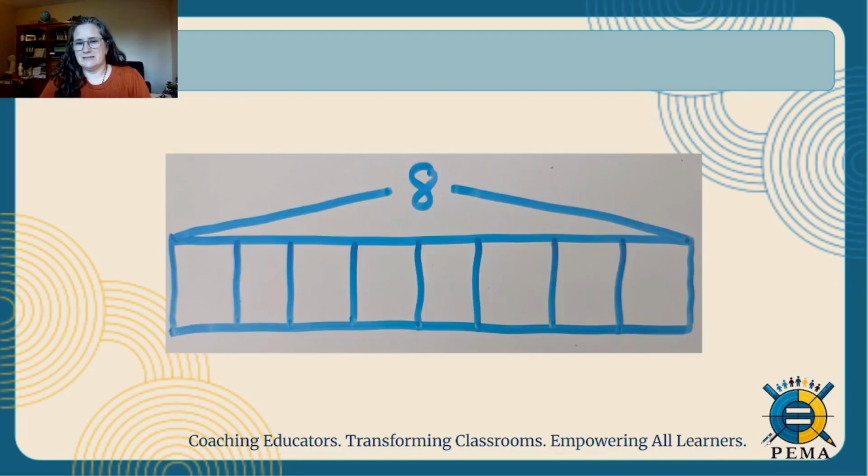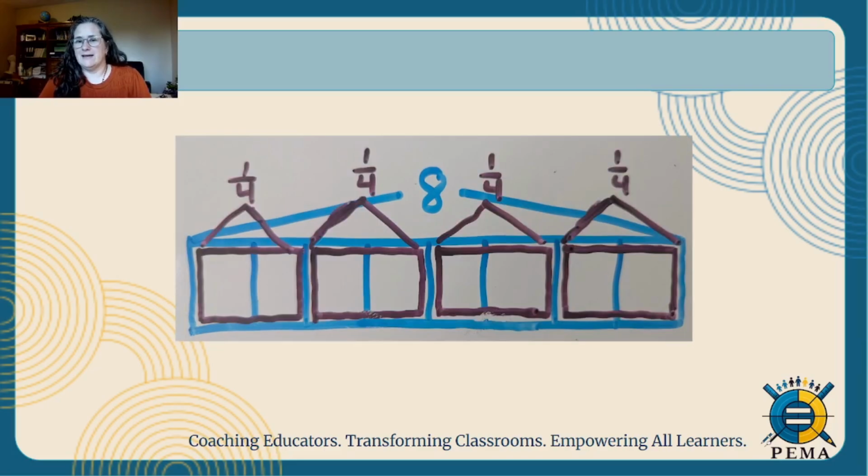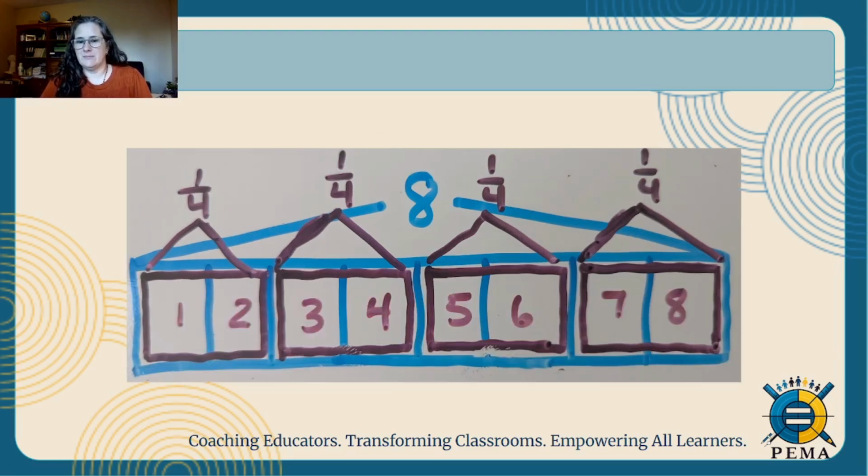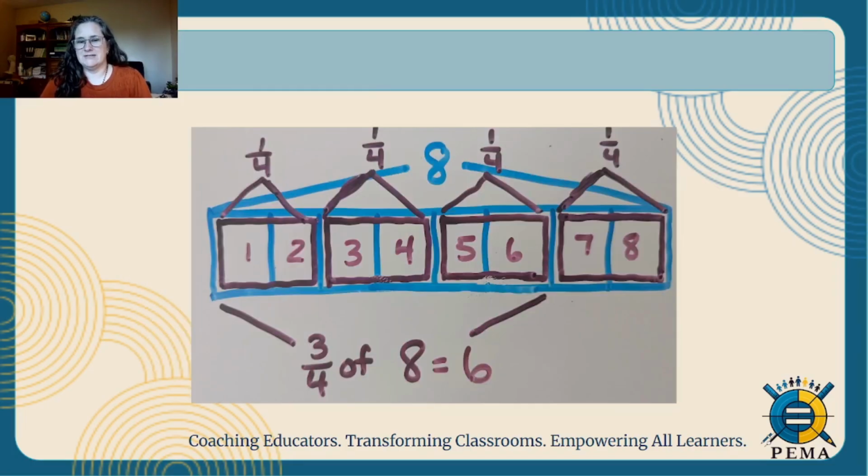Now let's think about 8 represented in a tape diagram. Each one of these boxes represents 1 whole, and I have 8 wholes in my tape. If I divide the 8 as a whole into fourths, each fourth is made up of 2 parts, or 2 wholes. So when I think about those 8 wholes divided into fourths, and then identify 3/4 of 8, I'm going to see that 3/4 of 8 is equal to 6 of those wholes.